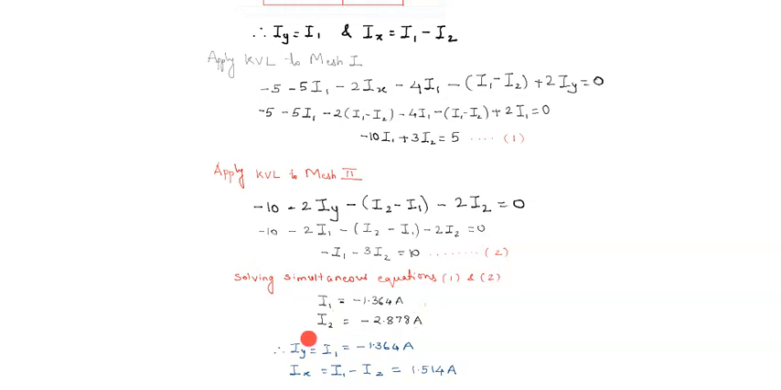From this I1, I2, I get my IY, which was nothing but I1, which is the value of I1. IX was I1 minus I2, and accordingly I get my I1 minus I2. So this is how we have applied KVL to a particular problem. Let us move on to one more problem.